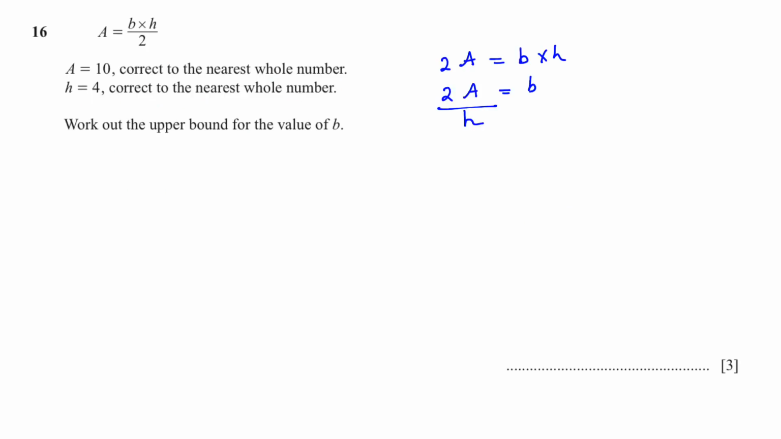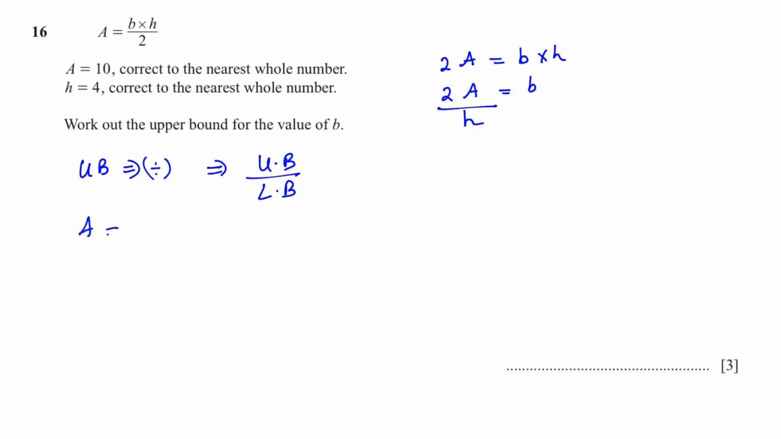As you can see that this is divided. Whenever you're finding upper bound and there is division involved, there is another rule to follow. You have to take the upper bound of the numerator and divide it by the lower bound.